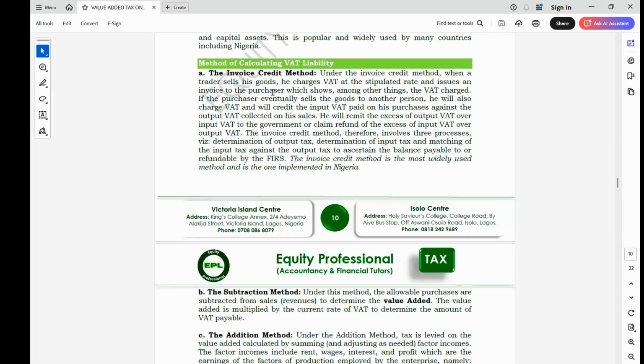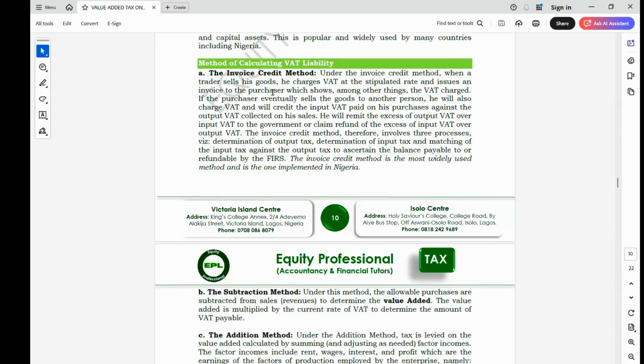Then you also calculate your input VAT. That means each of the various VATs will be calculated separately. We calculate our output VAT, which is the VAT on sales, and our input VAT, which is the VAT on purchases. The VAT on purchases will then be deducted from the VAT on sales. That is, you deduct your input VAT from your output VAT. The resulting figure gives you the value added tax. So simply put, under the invoice credit method, the input VAT is deducted from our output VAT to know the amount of VAT payable or VAT refund.